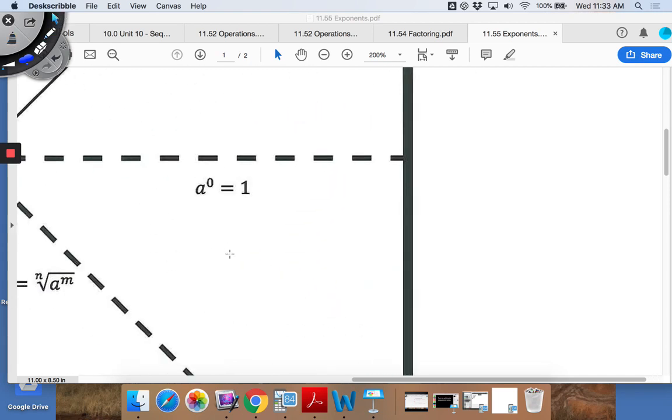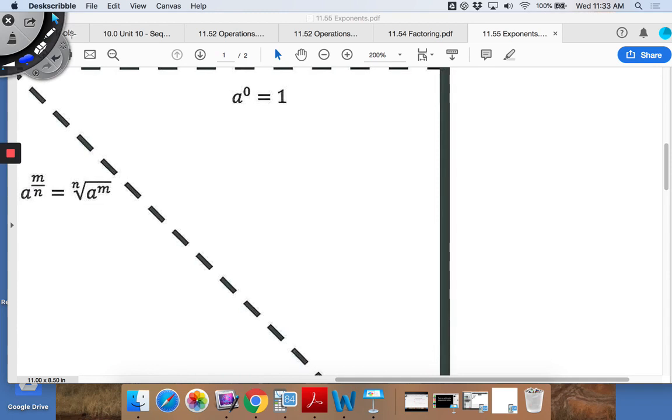Next is the power of 0. So any number to the power of 0 equals 1. So I'm just going to say any number to the 0 power equals 1. So if I had 4 to the 0 power, that'd be 1. If I had 515 to the 0 power, that would be 1.